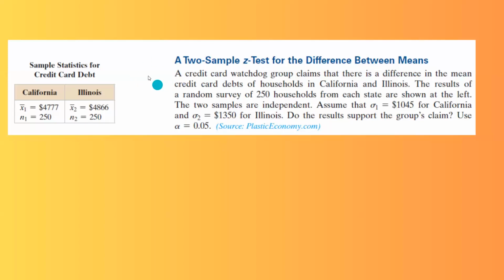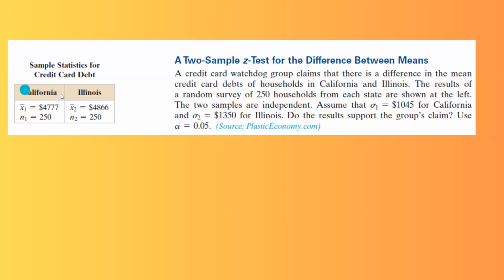We have a question here. The question says, two sample z-tests for the difference between means. A credit card watchdog group claims that there is a difference in the mean credit card debts of households in California and Illinois. The results of a random survey of 250 households from each state are shown at the left-hand side.